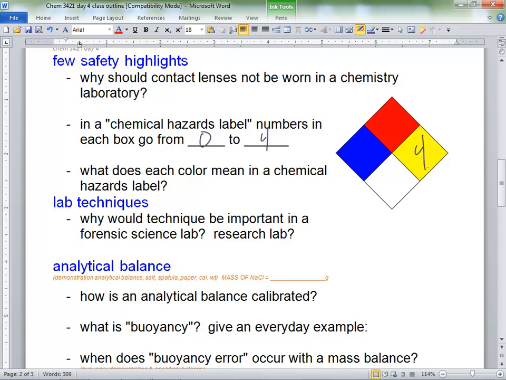How about the white box? Anybody know what that one is? I've never really seen anything in a white box, but it's just special conditions. Don't store me next to this. I'm reactive with air. Keep me in the refrigerator. Whatever the manufacturer wants to put there.